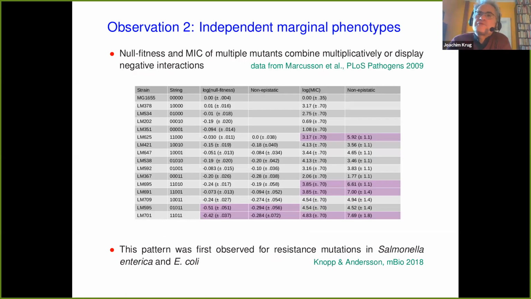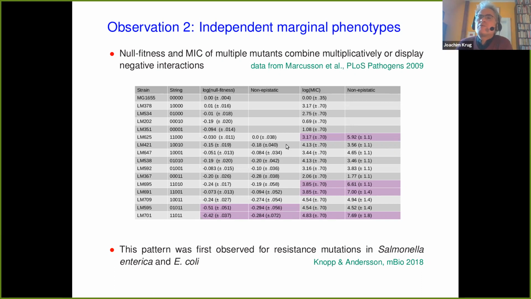And so the second observation is that these phenotypes, which we call the marginal phenotypes, are largely non-epistatic. That is, they can, to a good approximation, be combined multiplicatively. That is, if one mutant decreases the growth rate by a certain factor and another mutant decreases the growth rate by a different factor, then the double mutant will, to a good approximation, decrease it by the product of these two factors, and the same applies to the resistance.